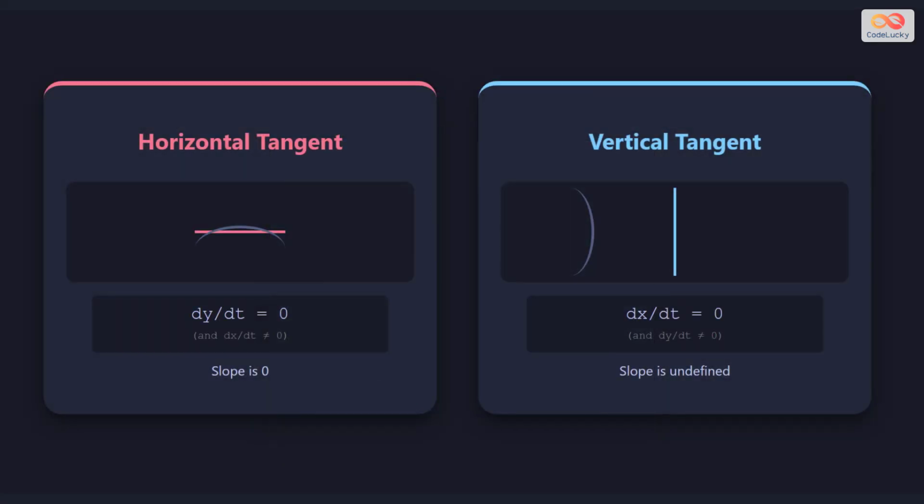There are two special cases you should look out for. First, if the top part of our fraction, dy/dt, is 0, the slope is 0, meaning we have a horizontal tangent line. Second, if the bottom part, dx/dt, is 0, the slope is undefined, which corresponds to a vertical tangent line. These are important points on any graph.